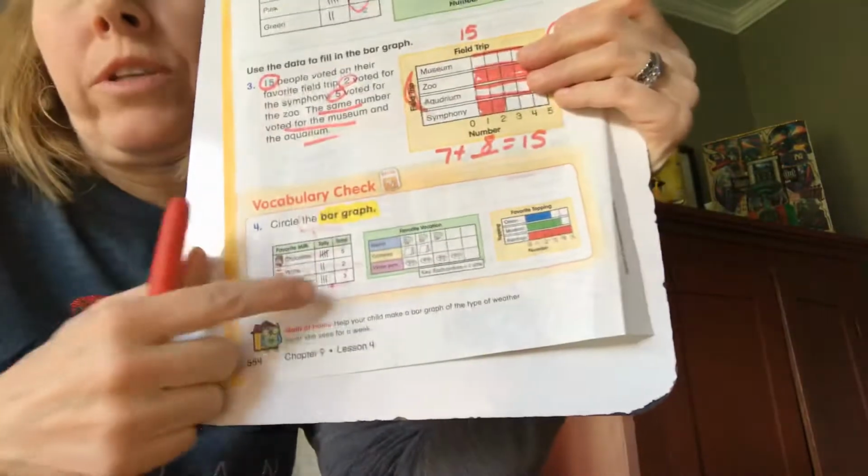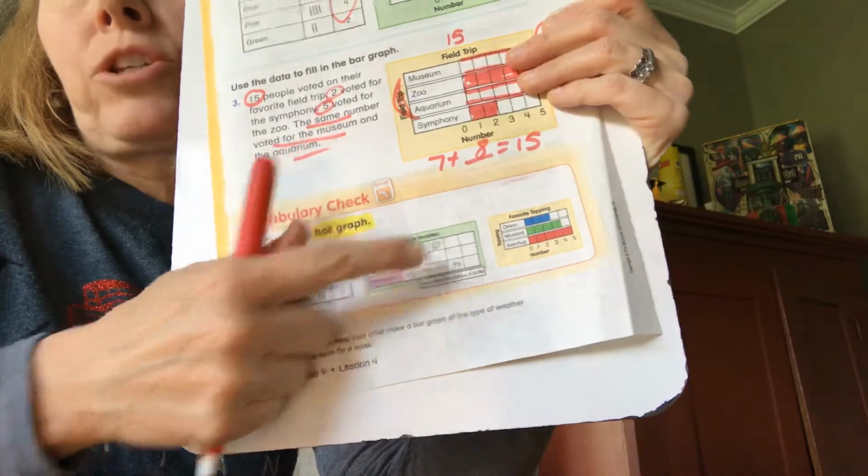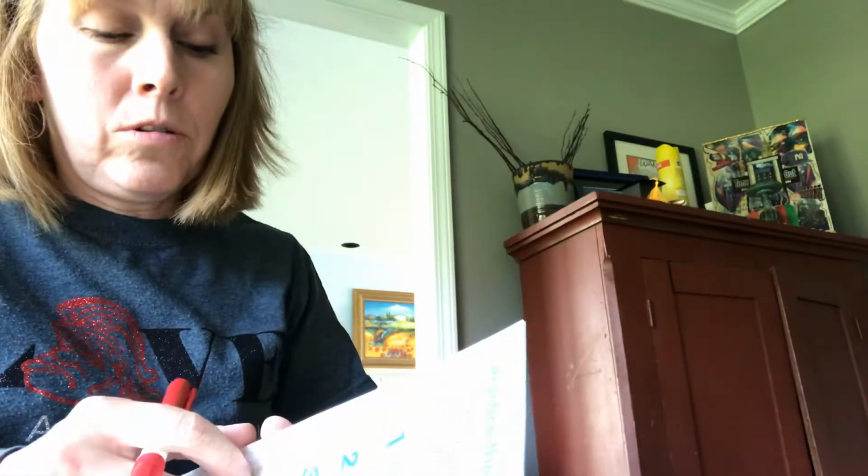And then circle the bar graph. Okay, well, this is a survey table. That's not a graph. This has pictures, so that's not a bar graph. And this is the bar graph right here. Okay, so pretty easy. So today what I want to focus on is analyzing bar graphs. So not that hard at all.